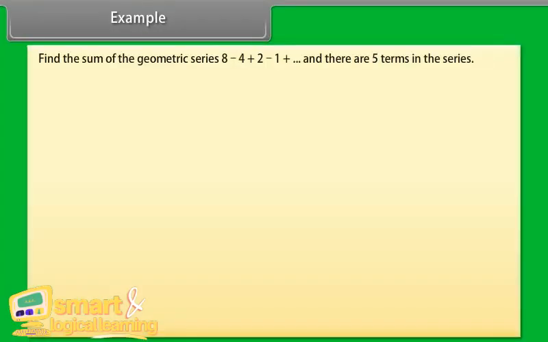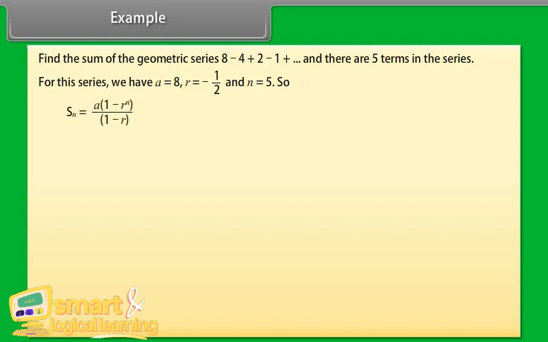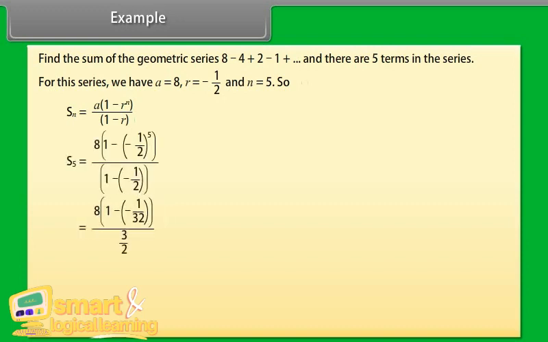Example: find the sum of the geometric series 8 minus 4 plus 2 minus 1 plus and so on, and there are 5 terms in the series. For this series, we have a is equal to 8, r is equal to minus 1 by 2, and n is equal to 5. So, Sn is equal to a into 1 minus r raised to the power n divided by 1 minus r. By substitution and calculation of the values, we get 11 by 2.